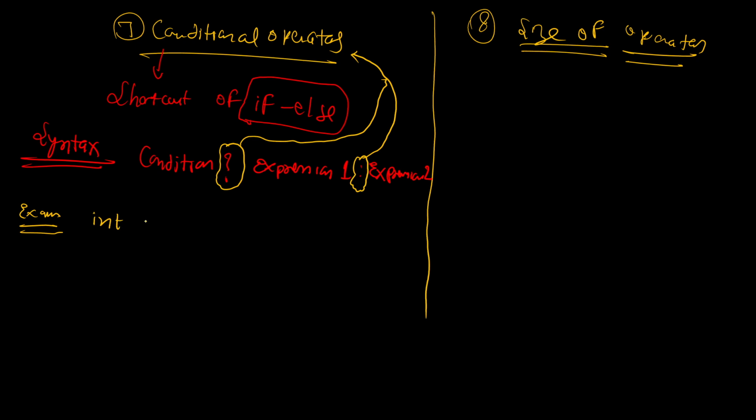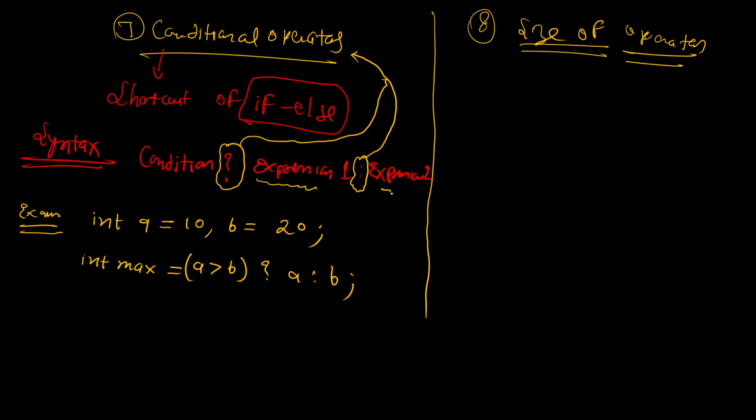Suppose I take two variables of int type. A is storing 10 and B is storing 20, and I need to find the maximum of these two values. So I will apply the conditional operator here. A greater than B. Now this symbol I will use, and expression A and expression B. So what are the expressions here? These variables are expressions.